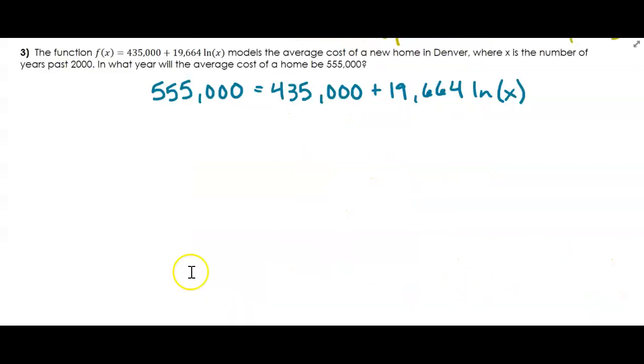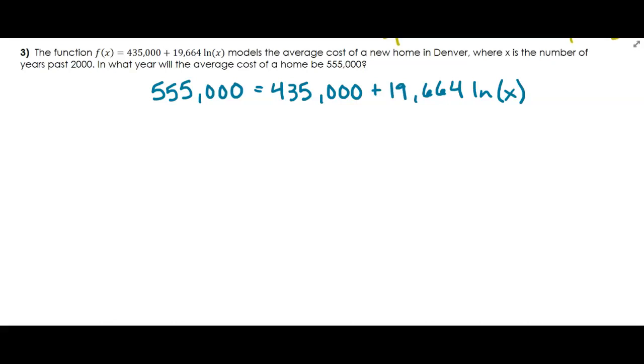For number 3, I have a function that models the average cost of a new home. It wants me to figure out what year will the average cost of a home be $555,000. Well, if this equation models the cost of a new home and they want to know when the cost of a new home is $555,000, I am plugging that in for y on the left side of my equation. And you can see that I've already done that here.